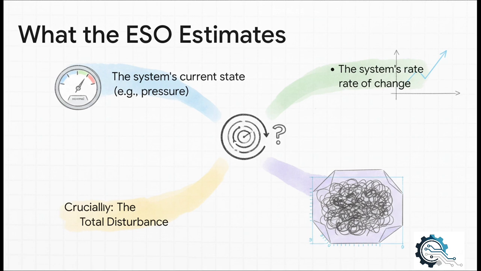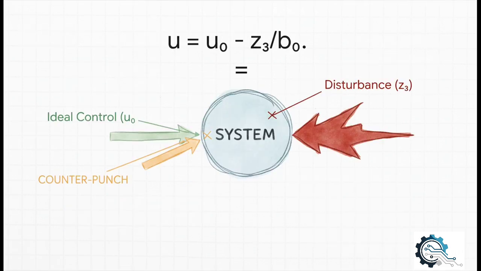And here's the magic ingredient. Its best guess of the total disturbance. When you have all three, where you are, where you're headed, and what's trying to push you off course, you have everything you need for truly proactive control. And all that intelligence boils down to this really elegant bit of math.